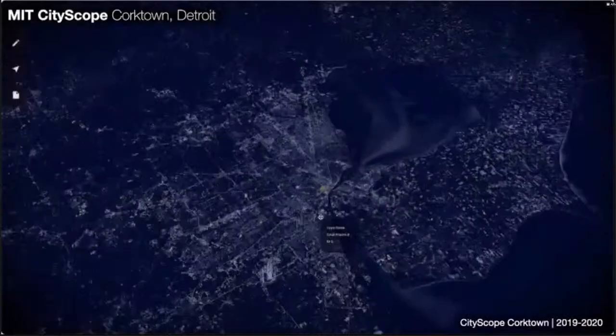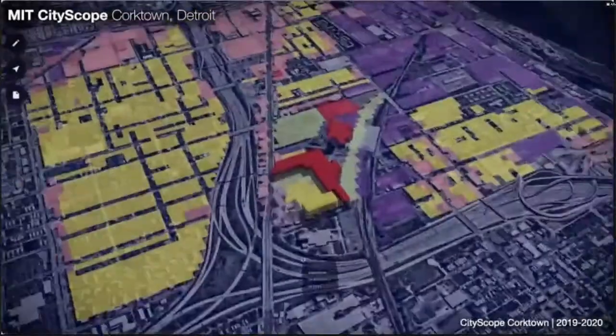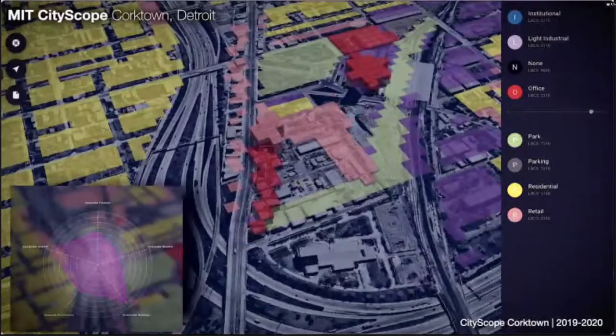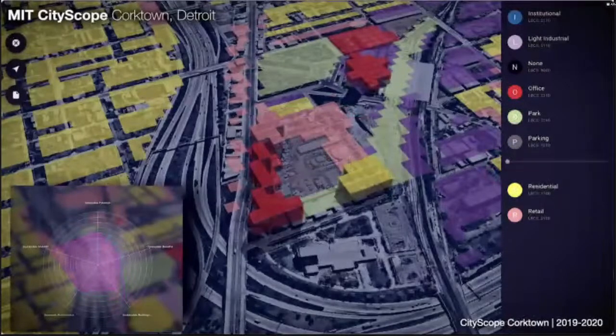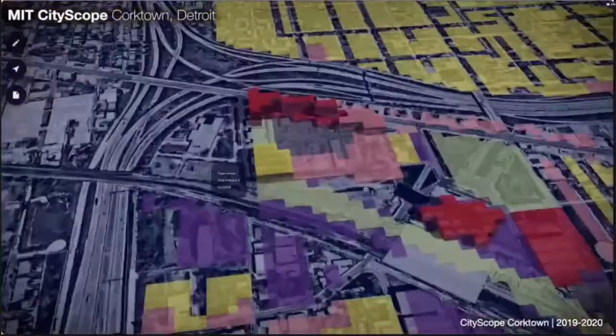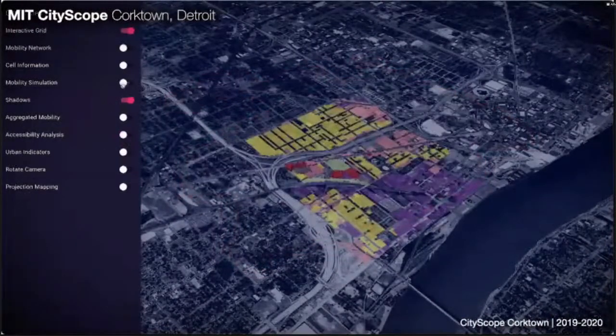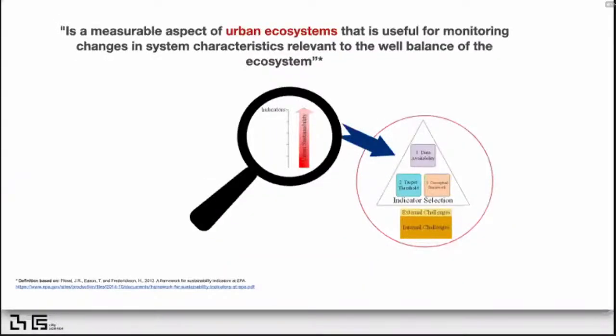What you're seeing right now is how a table looks like using our front end built using JavaScript. The different layers you're seeing are being posted to the CDIO server based on spatial analytics running on a different server. We call these layers of information indicators. So an indicator in general terms is any measurable aspect of an urban ecosystem. In other words, an indicator is any function of our urban ecosystem that returns information in any format possible.